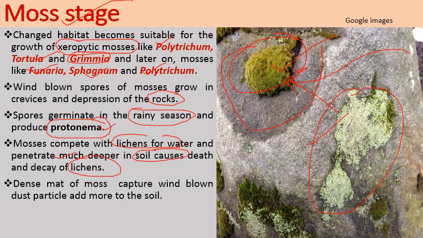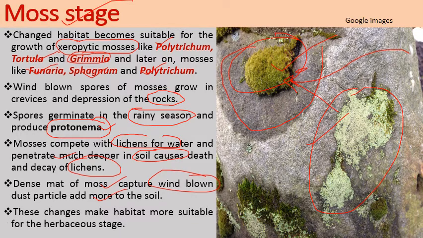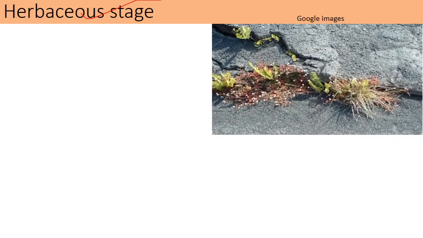Then a dense mat of mosses captures wind-blown dust particles and increases the amount of soil on top of the rock. These changes make this habitat more suitable for the next stage, that is the herbaceous stage. In the herbaceous stage, some annual grasses grow, as we can see in this picture, in the rock crevices. Some pteridophytes or angiosperm grasses grow here, and they are followed by the moss stage.